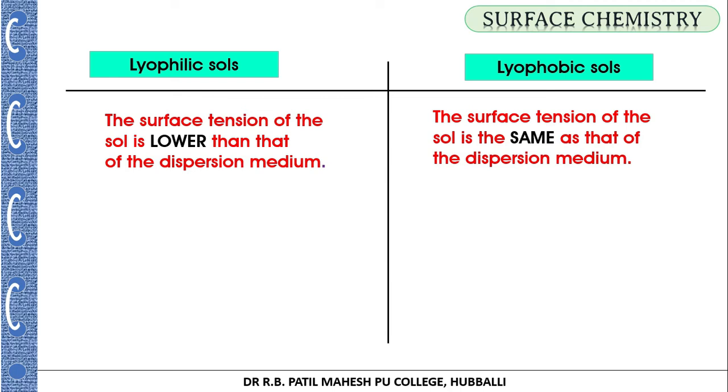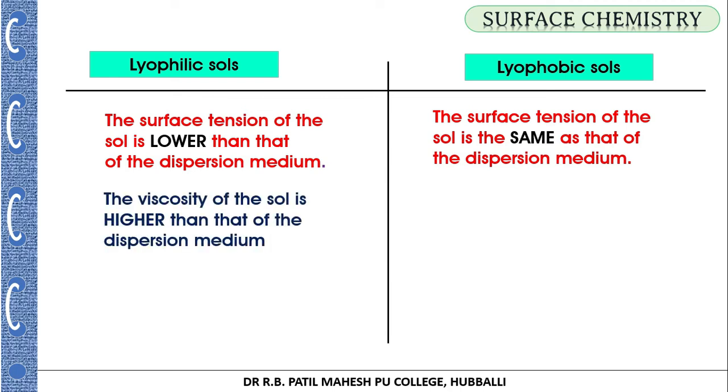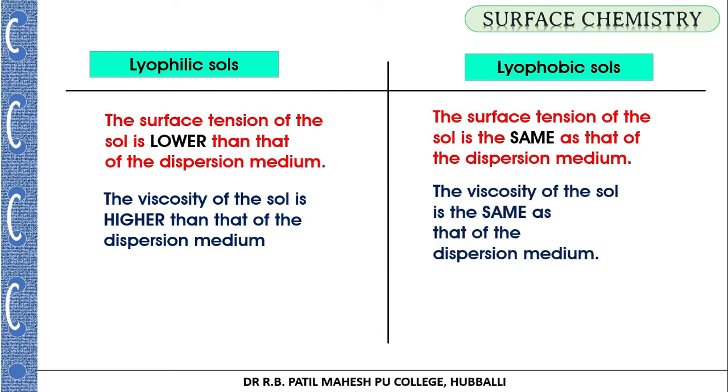In the case of lyophilic sols, the viscosity of the sol is higher than that of the medium, whereas in the case of lyophobic sol, the viscosity of the dispersed phase and dispersion medium are the same. Let us see some examples. Examples can't be written as differences, students. Remember that point. Gum, starch, gelatin, rubber.